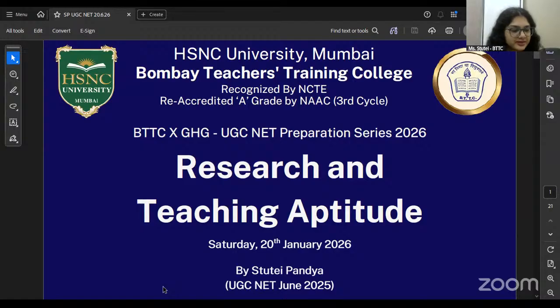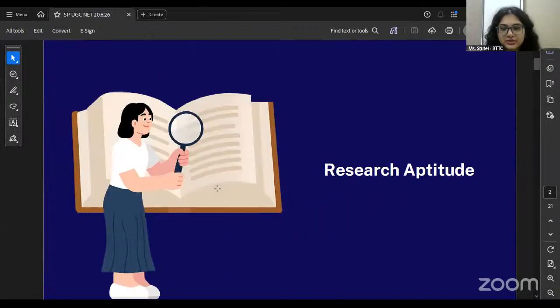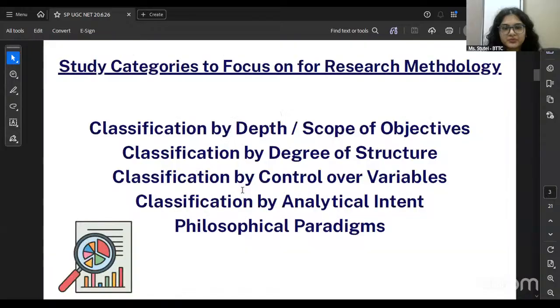All right, so we'll begin with the research and teaching aptitude session today. Let's talk about research aptitude first. So when we look at aptitude, what I did when I was studying for my NET, I focused on a few categories that are important when it comes to research methodology. So here are the categories mentioned on the screen.